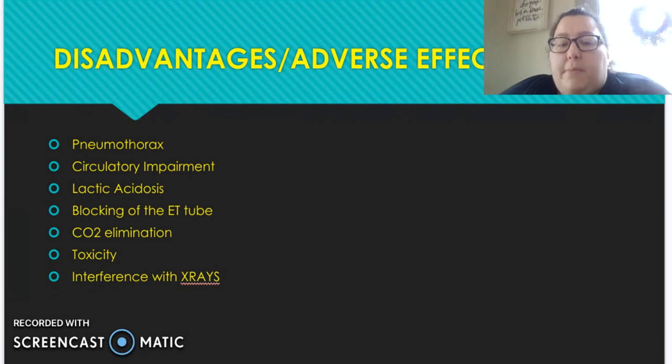Circulatory impairment was seen in TLV. This does not occur with partial liquid ventilation. In partial liquid ventilation, there's not an issue with hemodynamic instability. Lactic acid was reported, but reasons were unclear in the studies. They did conclude that it was metabolic acidosis.